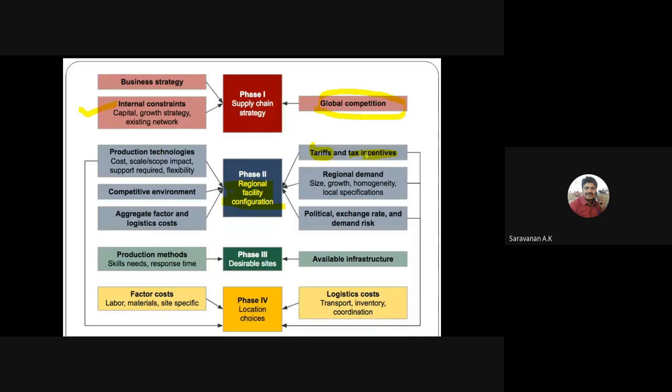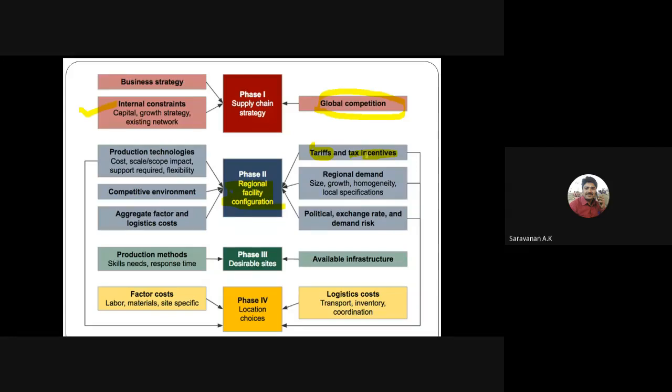So what are the tariffs and what are the taxes? We have to see if the government will give us a good tariff and good tax incentives, as a result of which many MNCs are willing to open their facilities in a particular place or a particular state. So the government has to give tariffs and tax incentives. It will increase the facilities, and new types of facilities will develop state-wise.